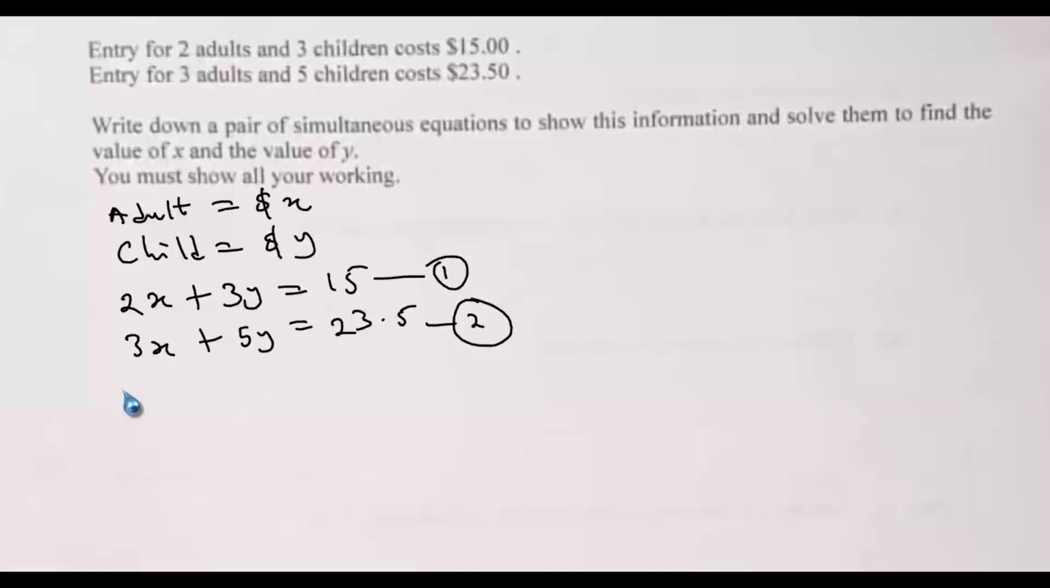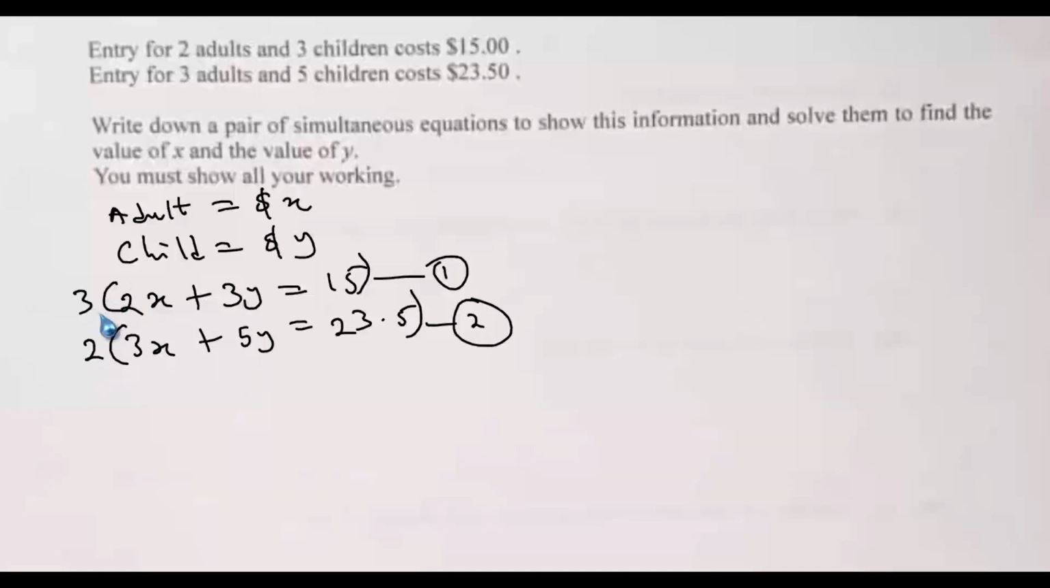So the next thing you could do is to try to make the coefficient of x to be equal in the two equations. So for that reason, we need to multiply the whole of this by 3, that is the coefficient of x in equation 2. So we'll put 3 here. Also, we'll multiply the whole of this by the coefficient of x in equation 1, which is 2.